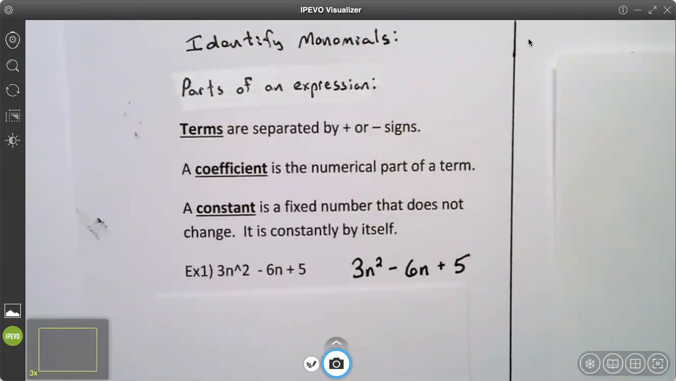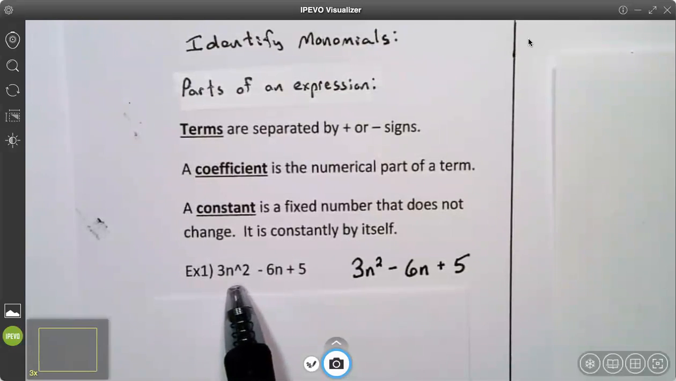A coefficient is the numerical part of a term that contains a variable. And a constant is a fixed number that does not change. It is constantly by itself. So on this algebraic expression, it's algebraic because it has variables. It's an expression because it has operations but no equal sign.